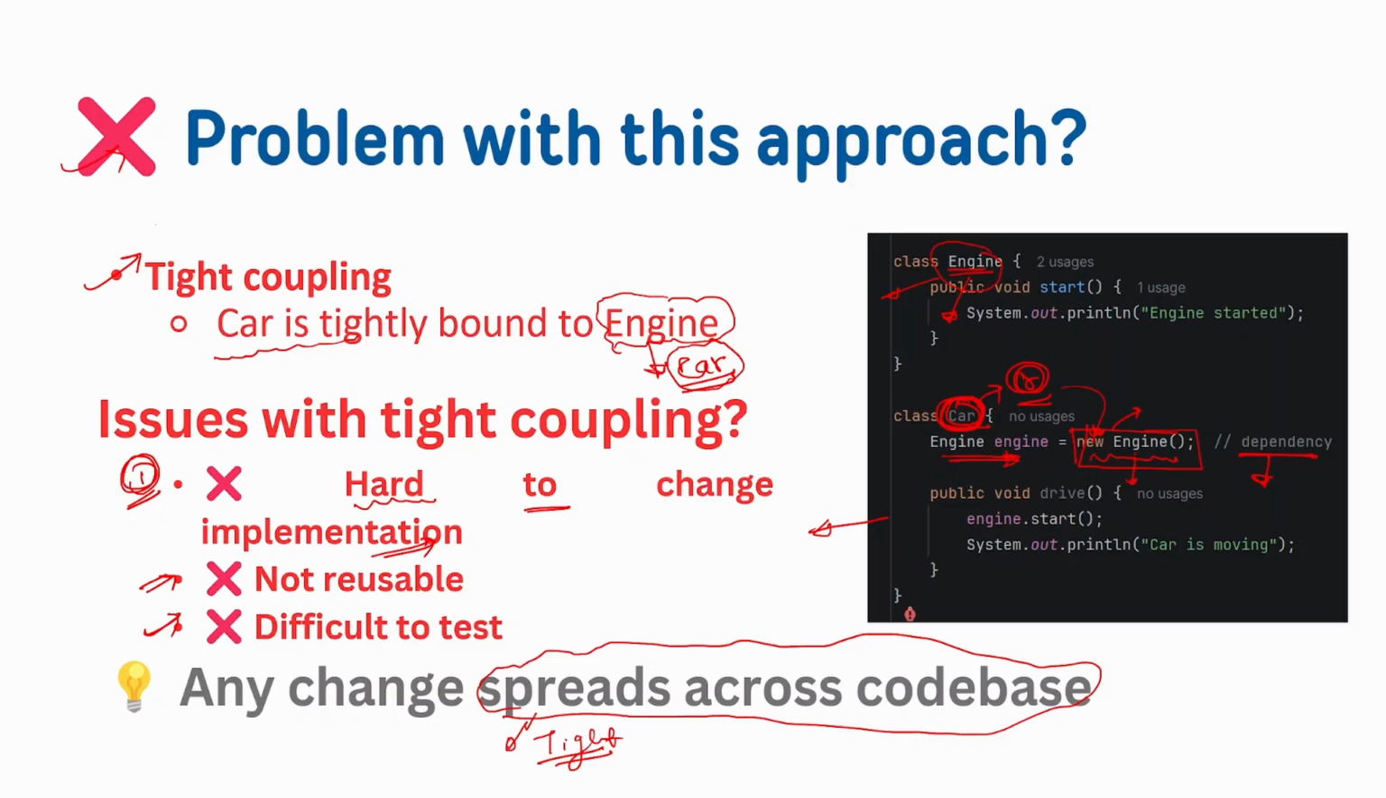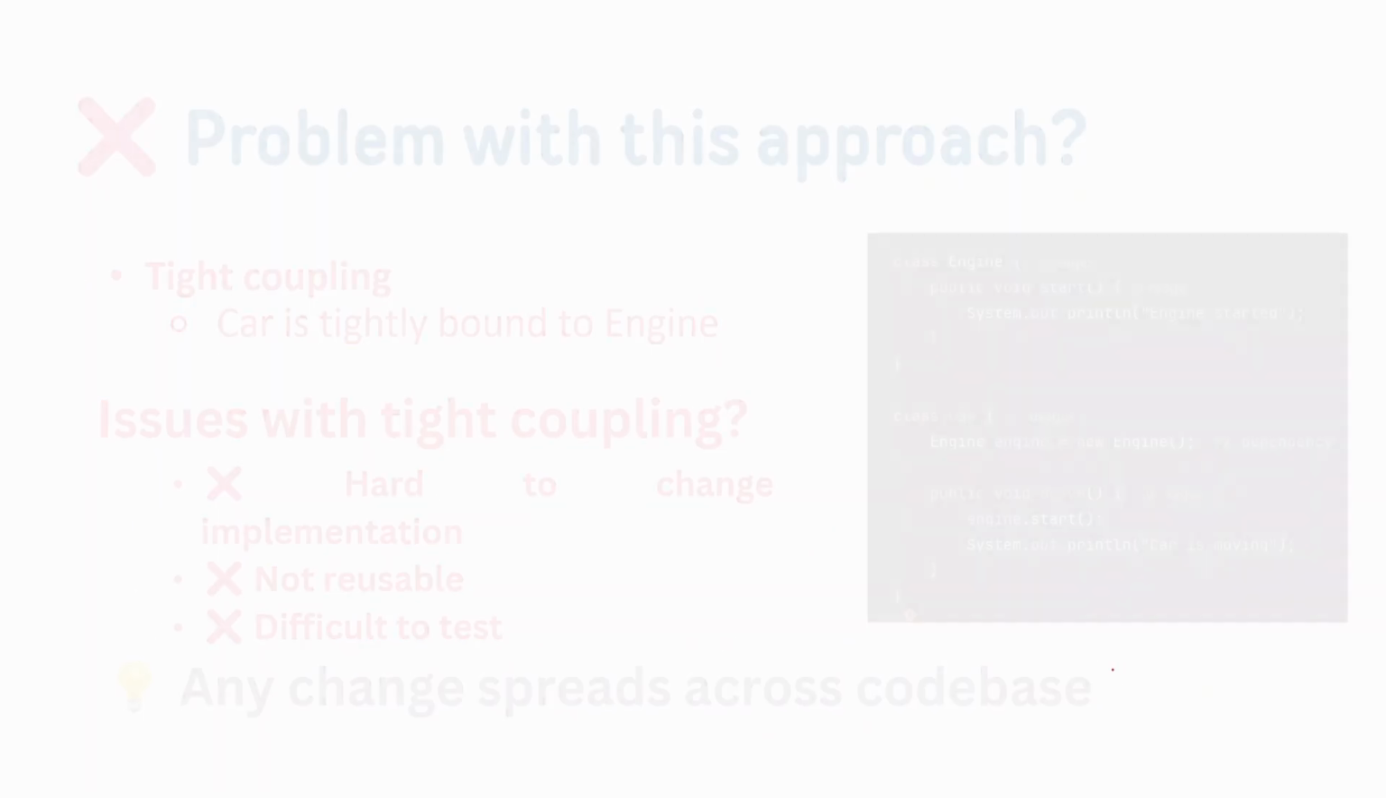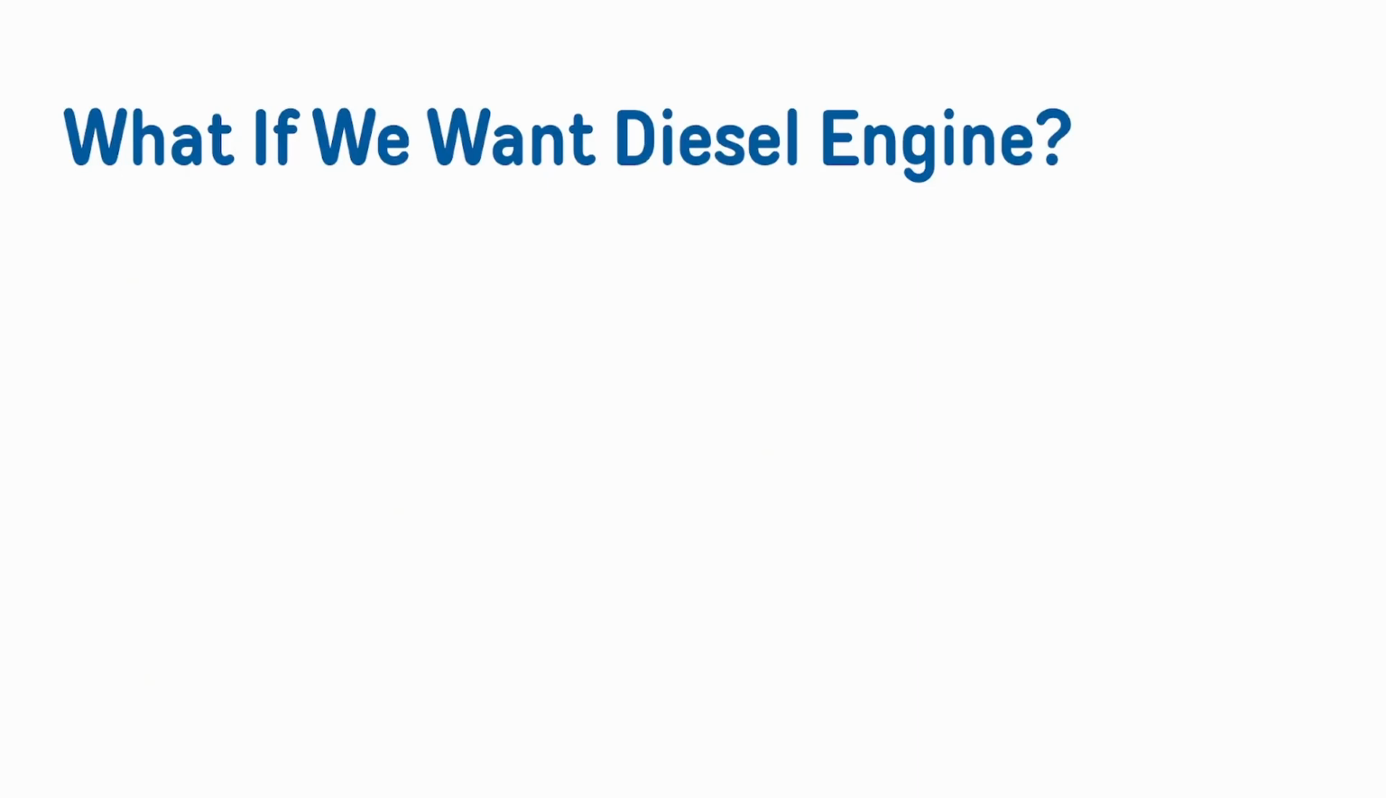So a change in one single class is spread across the code base. So this is the problem with tight coupling. Okay, this is a major problem. Then how can we solve this issue of tight coupling? There are two methods to solve the problem of tight coupling.